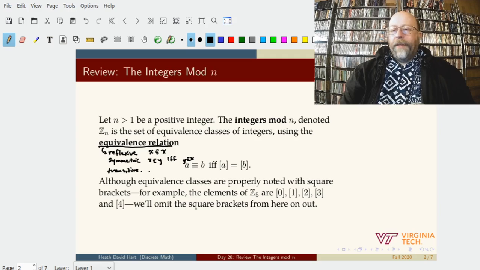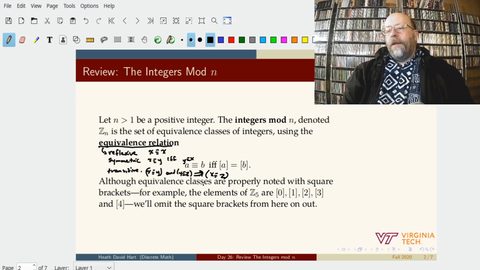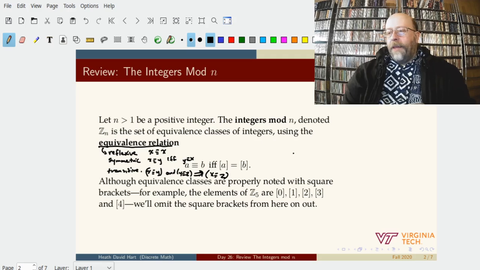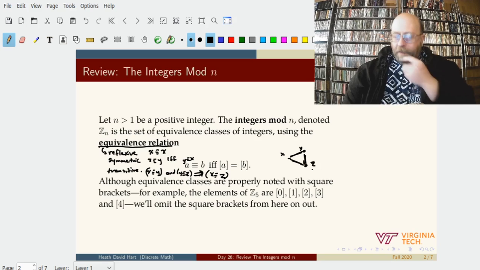That's the idea. And then the transitive property involves three elements. It says that if x is equivalent to y and y is equivalent to z, then x has to be equivalent to z also. That is, if they're equivalent in pairs, then the third one has to be equivalent also. So if x and y are equivalent and y and z are equivalent, then x and z also have to be equivalent.